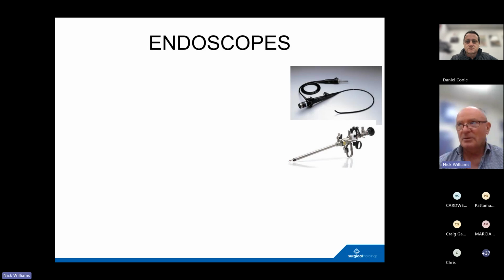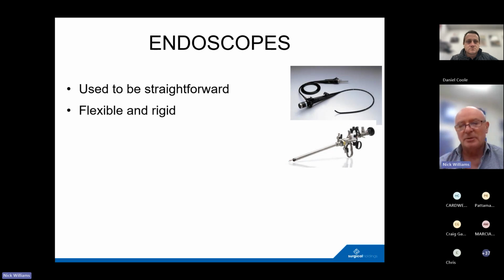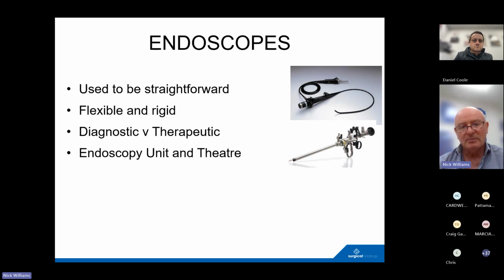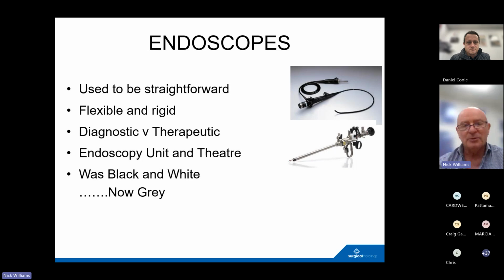As I was saying, years ago, it was quite a black and white situation. There was a basic flexible instrument and a basic rigid instrument. The flexibles were diagnostic, really, and the rigids were more therapeutic. The flexibles were used in an endo unit, and the rigids were used in theatre. So it was black and white, but it's now grey. If we go to black and white, and I'll just use the pointer here, this is a basic fibre optic instrument. You can see it's fibre optic because it's got an eyepiece there, in the same way there's an eyepiece there. So that was a very basic diagnostic flexible instrument.